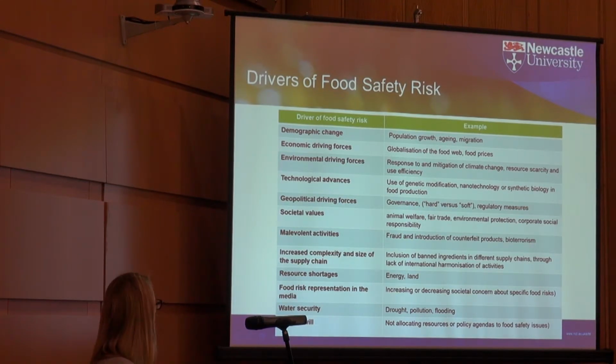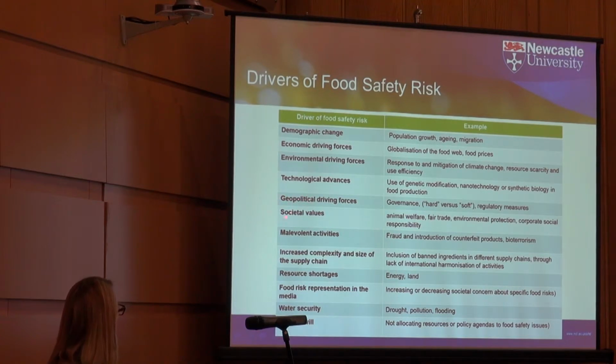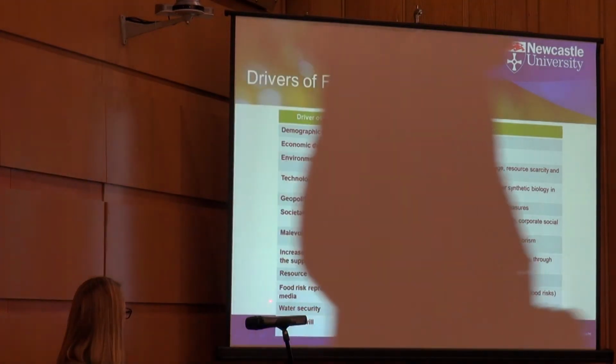They didn't identify gaps in evidence or identification of policy requirements, and this is what the Collab for Safety Delphi was intended to do. So building on insights from Go Global, and also building on insights from the initial scoping workshop, we developed a list of drivers that were going to be tested within the Collab for Safety Delphi. These included drivers such as demographic change, economic driving forces, technological advances, geopolitical driving forces, changes in societal values, malevolent activities, which the horse meat scandal signified, increases in the complexity and the size of the supply chain, resource shortages, food risk representation in the media, which was highlighted, and water security.